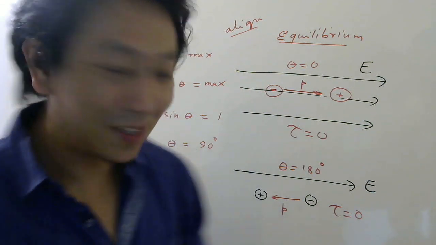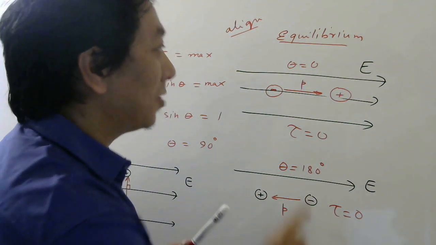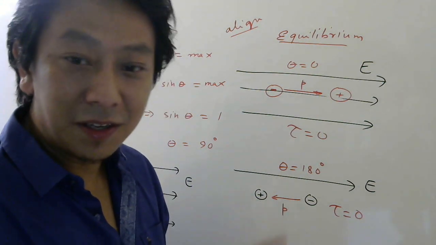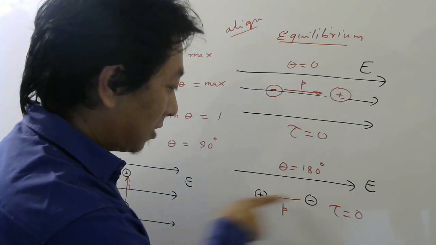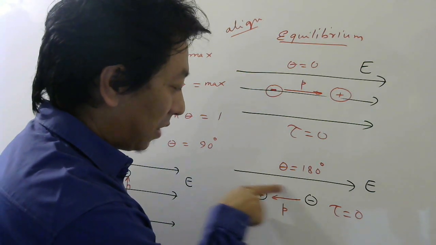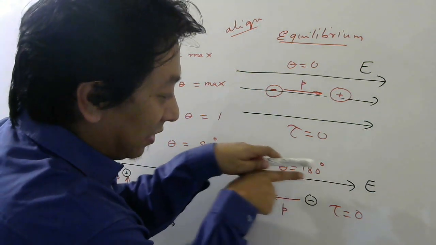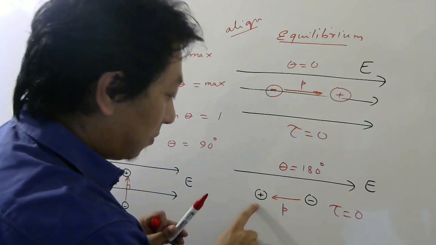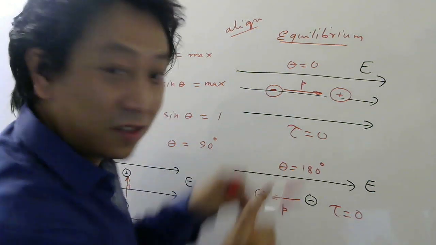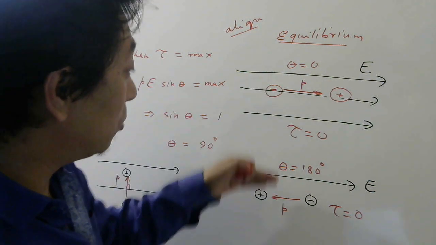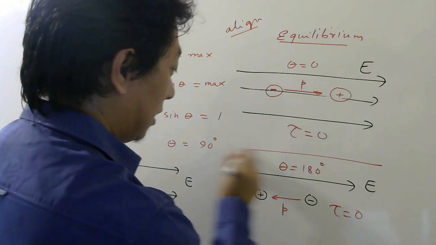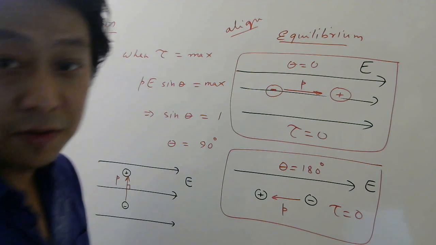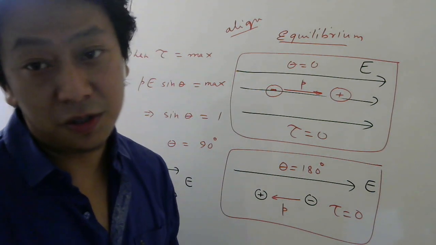Now I know some of you are thinking, sir, here also torque is 0, here also it is in equilibrium. Correct? Then why can we not take it from plus q to minus q? If you took the dipole moment from plus q to minus q, at that time it would be aligned with the direction of the electric field, and here also torque is 0. But please understand, though these two are in equilibrium, there is a slight difference between these two equilibrium positions.